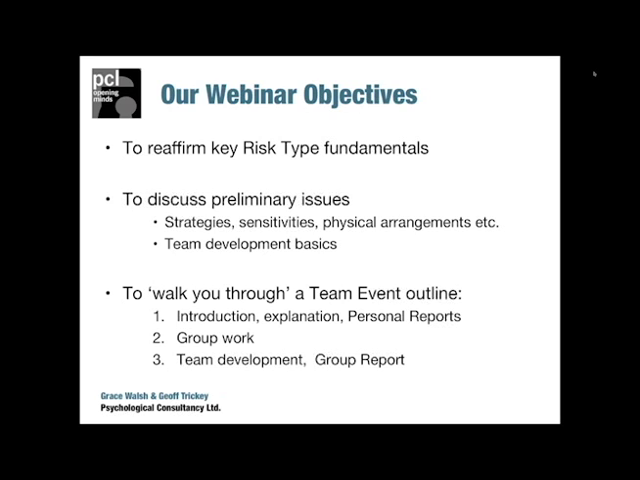That's broken itself into three separate components. There's an introduction, an explanation about risk type and dealing with personal reports of the people who are participating in your group event. And then there's group work that helps the group to discuss and to get into some sort of dialogue. And then finally, there's consideration of the group report for that team and team development issues, exploring how to perform better as a team.